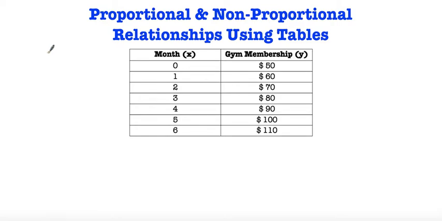So here we have another table also representing the relationship between the number of months and the gym membership. The only difference here is that our gym membership has an initial starting value. So what that means is, before we join the gym, we're going to pay this initial fee of $50, and then we're going to pay a monthly fee. So even though we have an initial fee of $50, as the months increase by 1, we'll notice that the gym membership increases by the same amount, because the cost per month is still the same, with the exception that we have this initial fee.